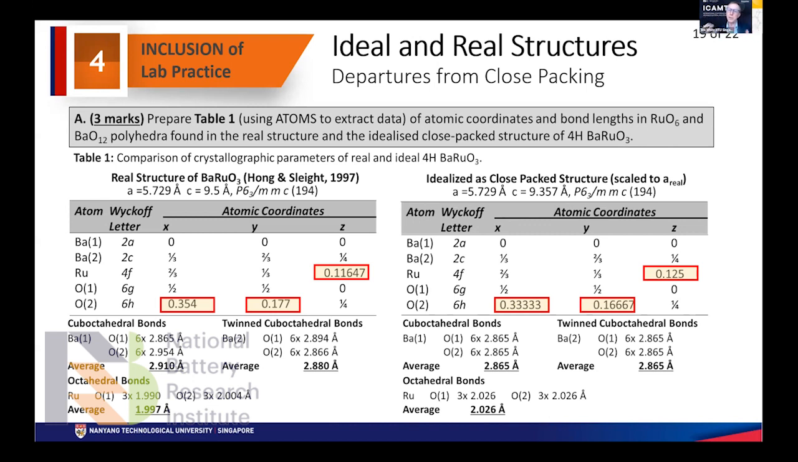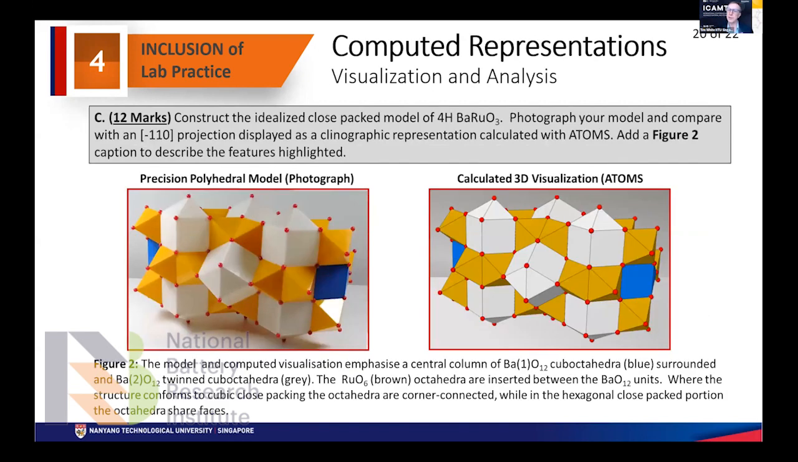And of course, once you have the ideal structure, then the metal-oxygen bond distances must all be the same. So there's a kind of self-checking in there. They can get a sense of satisfaction that they've obtained the right answer. And this is just an example of a model and computed representation that one of the students presented for their assignment a couple of weeks ago.